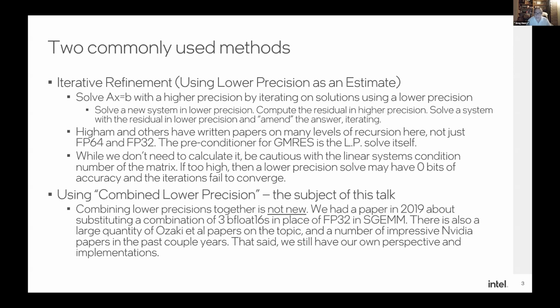It's benchmark related. It's not really practical. In other words, you use a preconditioner of the LP solve itself, but you could do something better if you knew what you were talking about, but that's another talk. And there's the other method, which is combining lower precision together. So you just take a high precision element and you write it as a sum of lower precision elements. And then you do your work in lower precision. And then pay attention to these things.